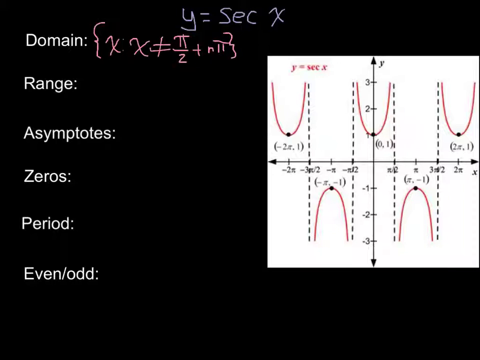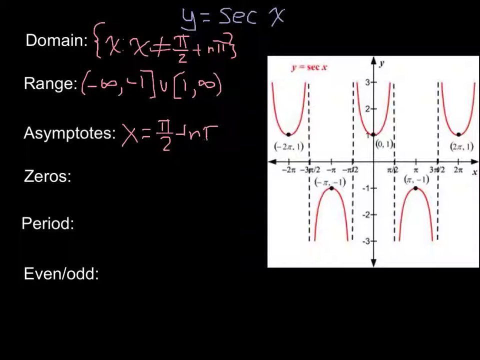The range, now it's a little more complicated. So the range is going to be from negative infinity to negative 1, and I include negative 1. And then from 1 to positive infinity. The asymptotes, again, very similar to the lines we eliminated from the domain. Pi over 2 plus n pi. The zeros, well, there's none.